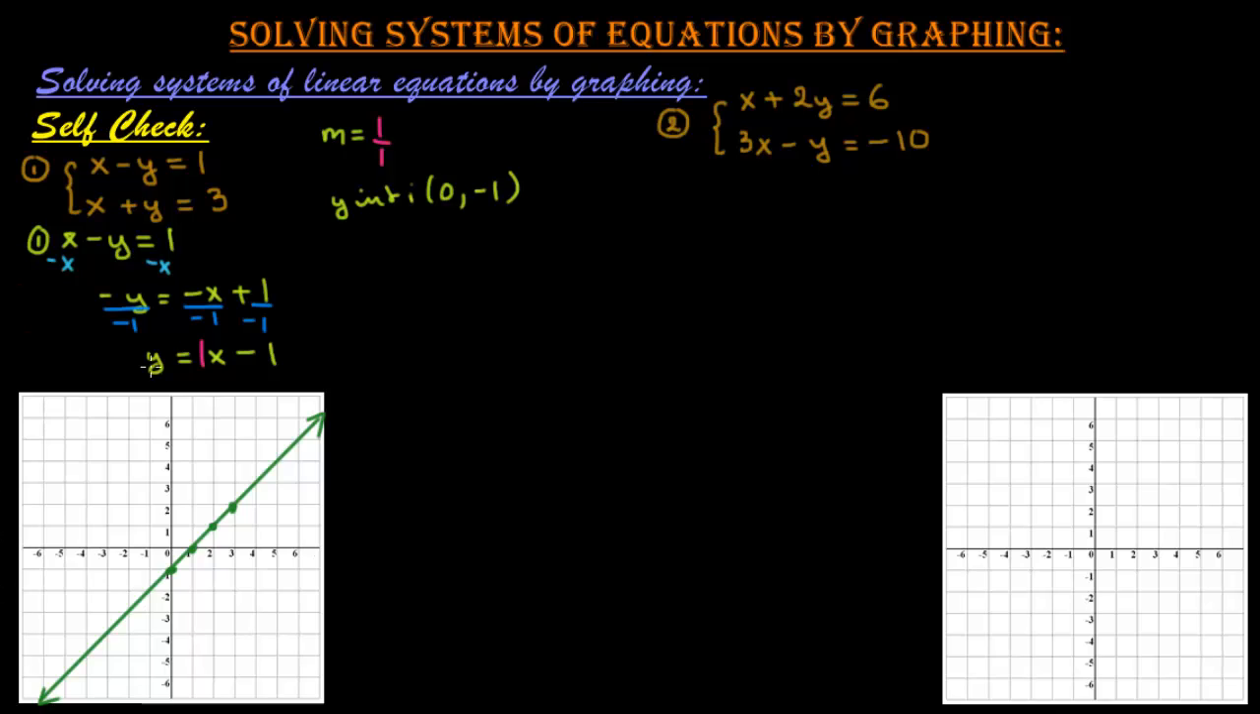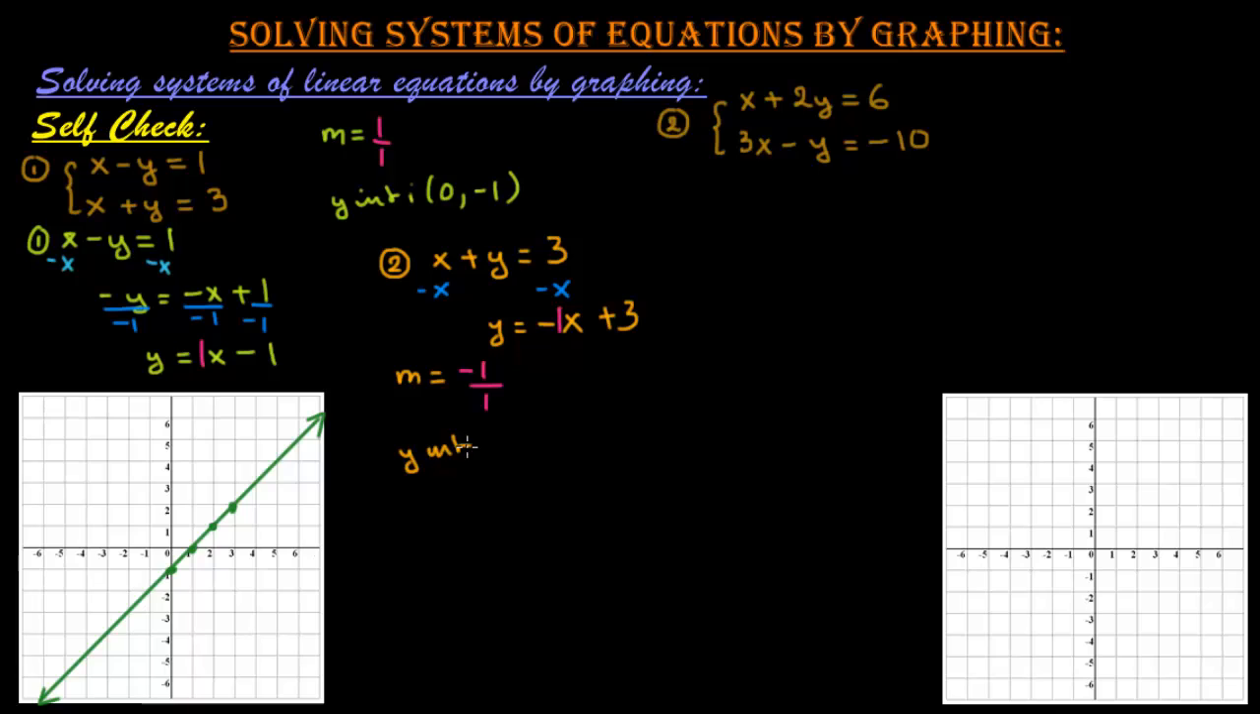Now we graph the second equation. So the second equation is x plus y equal to 3. The same idea, I'm gonna solve for y. So we subtract x on both sides. We have y equal to negative x plus 3. So my slope in this case, there is no number in front of x, so it would be 1. So the slope will be negative 1, and we have to write it in fraction, so negative 1 over 1.